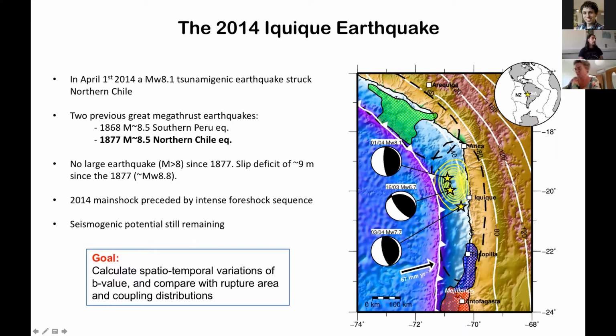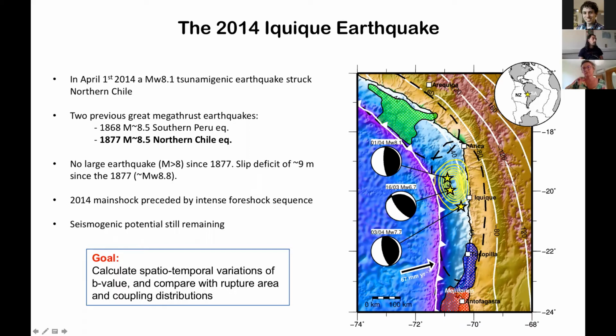The earthquake nucleated in an area well known as a seismic gap. There were no large earthquakes occurring in this area since 1877. And in 1877, an approximate magnitude 8.5 earthquake occurred in this area with a rupture area of approximately 400 kilometers long.